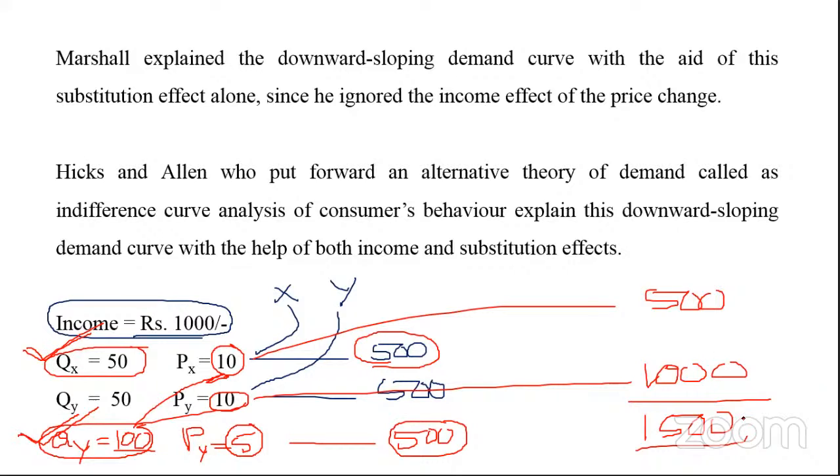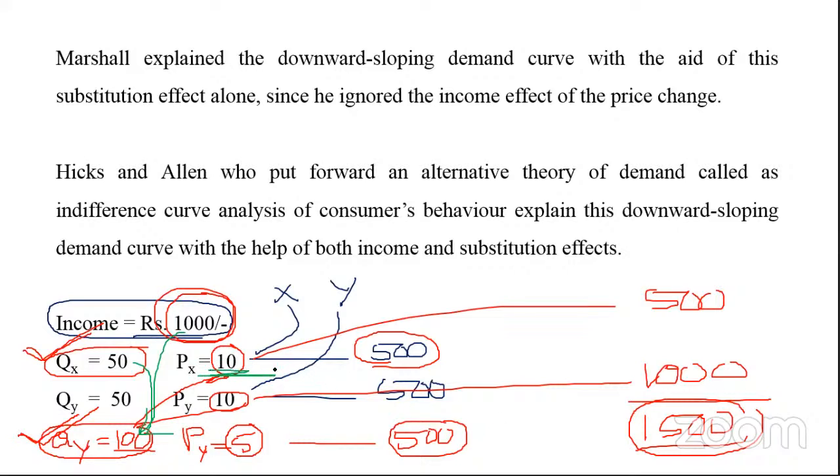The 1500 income is needed, but his income remains 1000 rupees, yet he is also capable of purchasing 100 units of the good Y. What is the reason behind it? It is because of substitution. Substitution is done from 50 to 100, and there is also an income effect. Some income increase is there, which is real income.